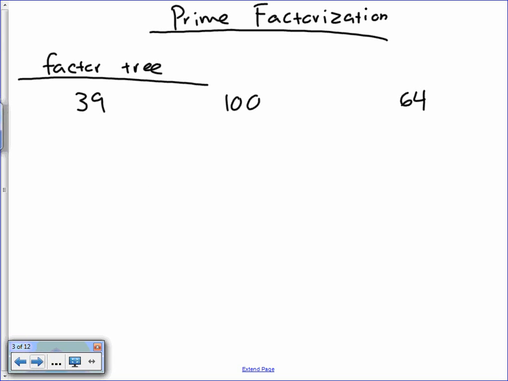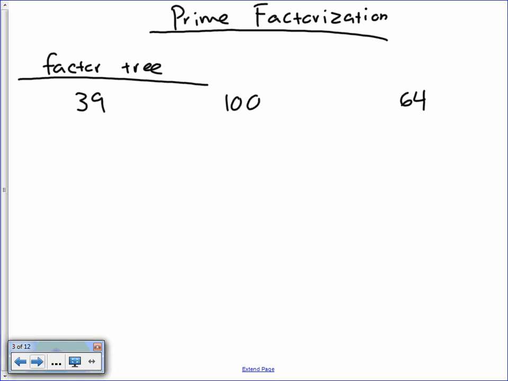Now prime factorization. Every number can be factored into a product of prime numbers. Each number has a unique prime factorization, so no two numbers will have the same prime factorization. Basically, it's a bunch of prime numbers being multiplied together to get you a, well, bigger number. And we're going to use factor trees to do this, and you'll see why they are named factor trees.